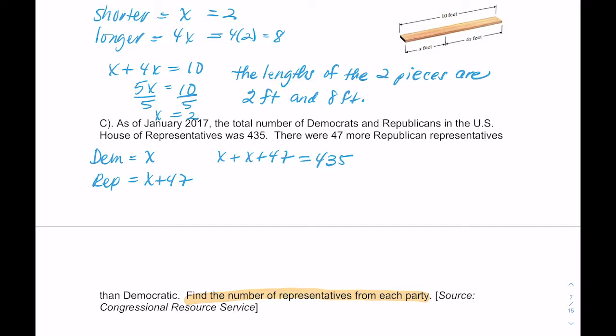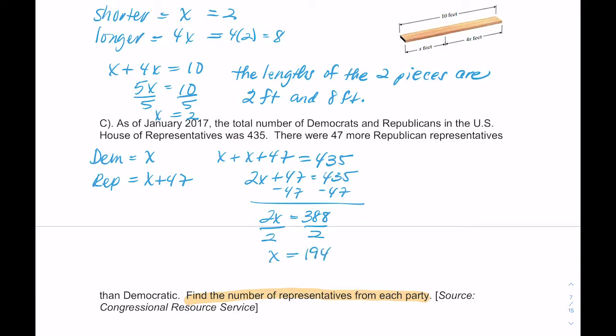So now we're going to solve. I've got my two like terms on the same side, so you can just combine them when that happens. So I get 2x plus 47 equals 435. I need to get the x by itself, so I'm going to move the 47 over by subtracting it. So I get 2x equals 435 minus 47, which comes out to 388. And then I'm going to divide by 2. And 388 divided by 2 is 194.